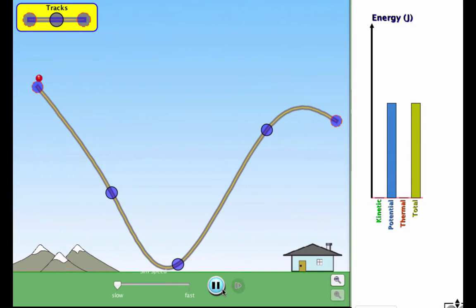Here's an example that shows the law of conservation of energy in action. As the ball rolls down the track, notice that the yellow bar, the total mechanical energy, remains the same. The potential slowly converts into kinetic as the ball goes down the track, and as it travels back up again, the kinetic decreases and the potential increases again. Kinetic and potential exchange and transfer into each other, but mechanical energy remains the same.